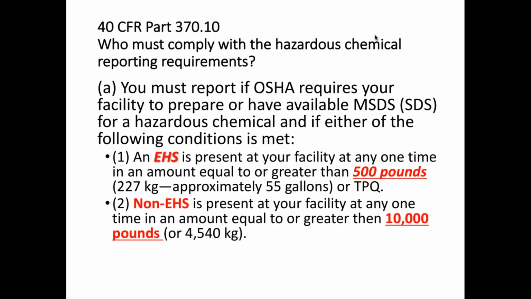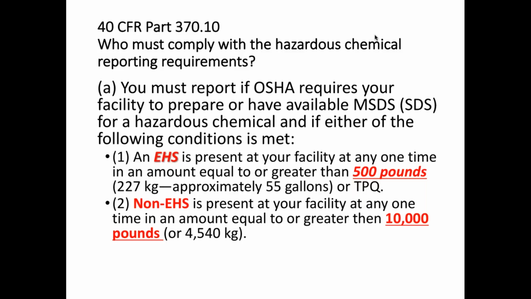So let me reiterate that one more time. An EHS chemical present at your facility at any one time, not cumulative over the year, but at any one time, that meets the threshold of 500 pounds or the threshold planning quantity, whichever is least. There are certain chemicals with a threshold planning quantity of 500 pounds, such as sulfuric acid. Chlorine gas is 100 pounds at any one time. Non-EHSs, again, is 10,000 pounds.